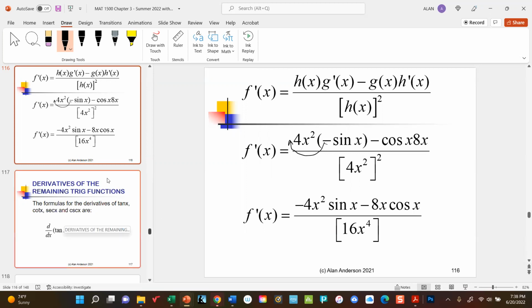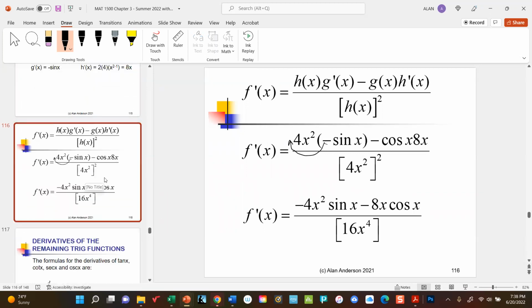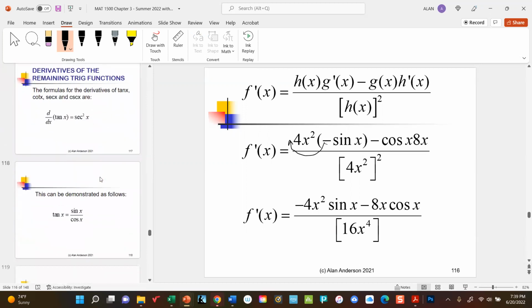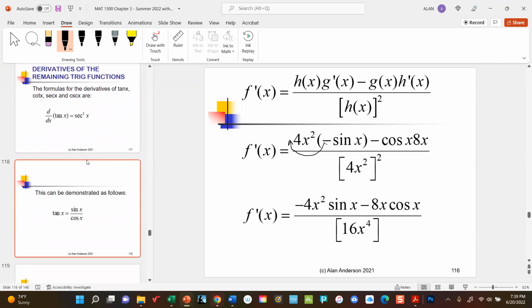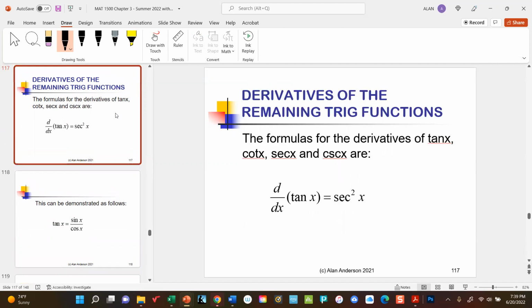All right, now I did mention, so far we've only seen the derivatives of cosine and sine x. Let's see the rest of them. Now, for example, this one, you might be surprised to learn that the derivative of the tangent is the secant squared of x. Wow. I bet nobody saw that coming. And so what we're going to do here is try to figure out why. All right, so we're going to demonstrate why this is true.